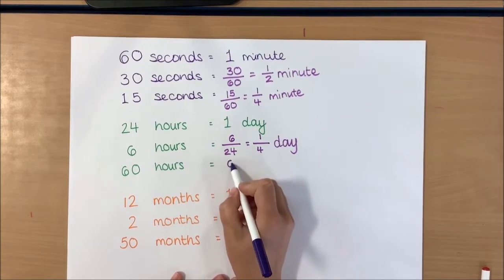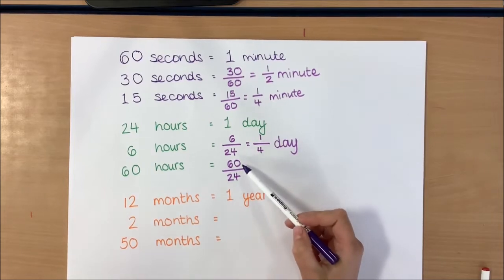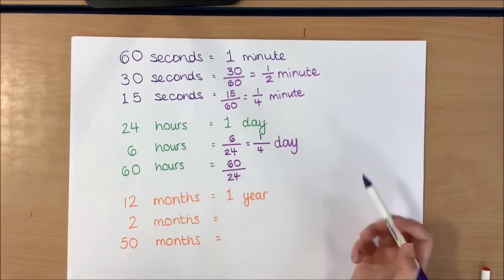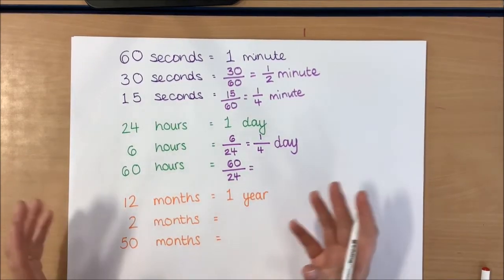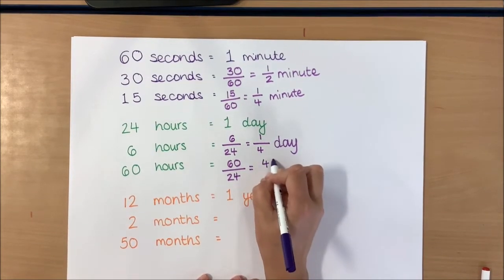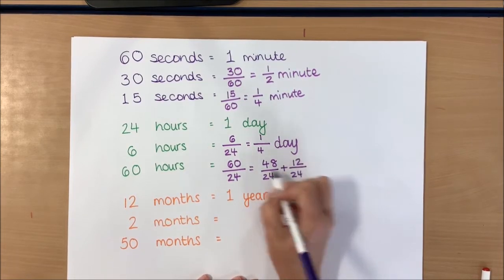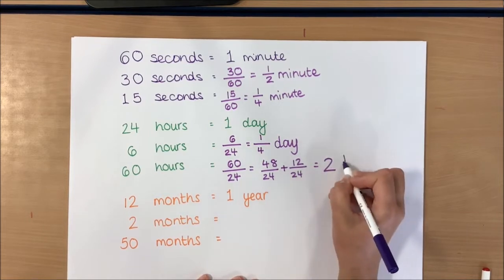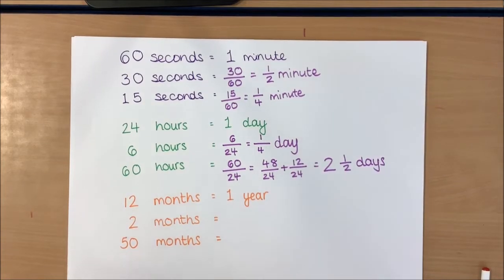60 hours is 60 hours out of a possible 24. Now, obviously, if you've got a numerator that's going to be bigger than the denominator, you know it's going to be a mixed number. So that's the same as, well, let's think about our 24 times table, so to speak. So 24, then 48, and then the next multiple of 24 after that is going to be 72. So that's too far. So we've got 48 out of 24, which is 2 whole ones, and then there's 12 left. So that's 2 whole ones and 12 twenty-fourths, and that simplifies to a half. So 60 hours is 2.5 days.